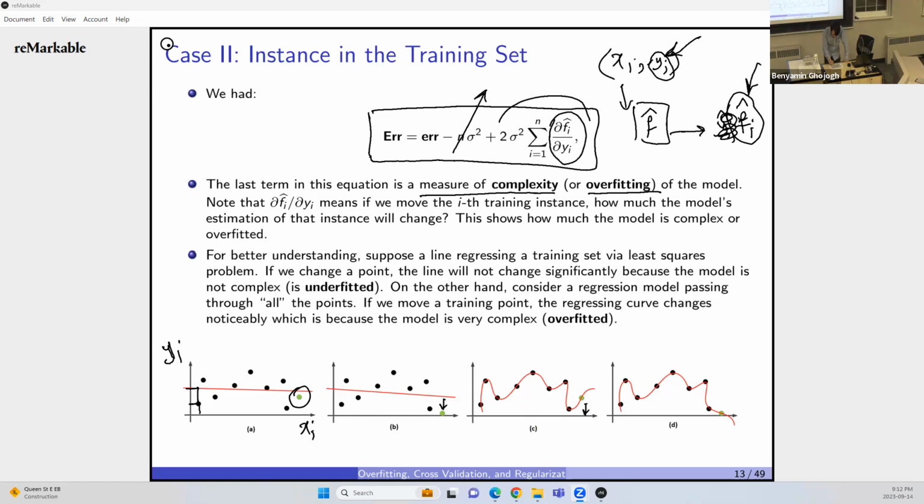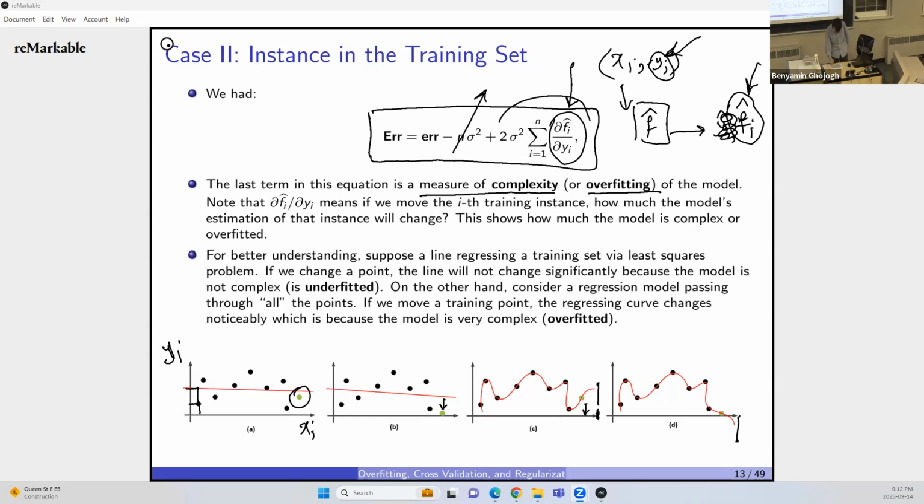Now, consider C and D. Consider a point here. Here, it was predicting it up, but now it is predicting it down. By changing one of the training data points, the labels, the whole model predicts completely differently for the high x's here. So it means that I tweaked yi a little bit. It changed the model a lot. Therefore, it's a measure of complexity, also called overfitting, right?